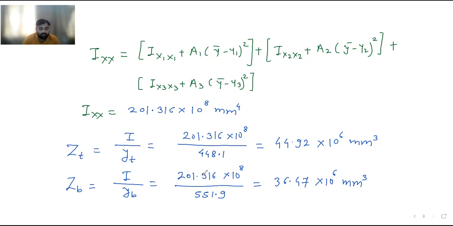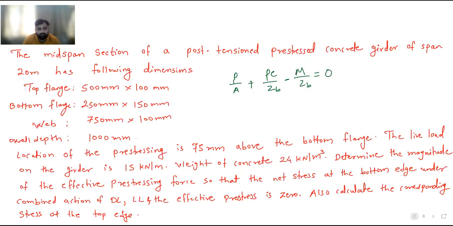Now calculate the eccentricity. For eccentricity, what have they given in the problem? See, read this line very carefully. I will highlight it. Location of the pre-stressing is 75 mm above the bottom flange. Read this carefully.